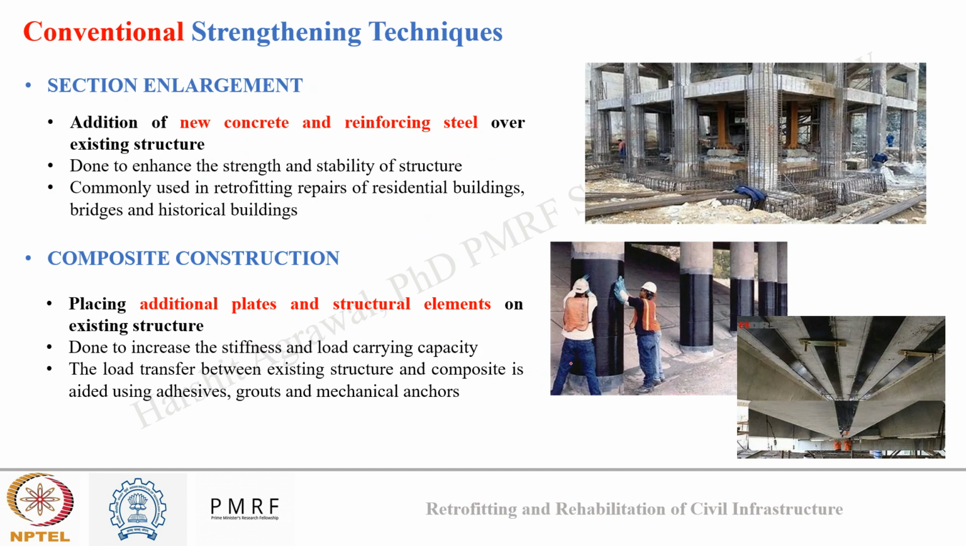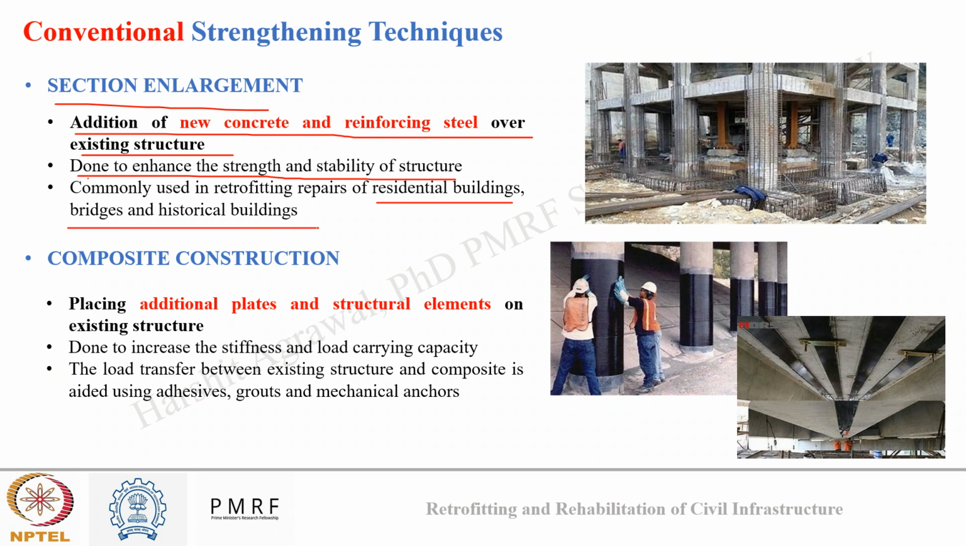Now, there are different ways in which the previously discussed materials and members are used in retrofitting. Some of the conventional ways to carry out retrofitting include section enlargement. What section enlargement means is basically the addition of new concrete or reinforcing steel over the existing surface, and it is done to enhance the strength and stability of a structure. And it is a very commonly used retrofitting and repair technique in residential buildings, bridges, and historical buildings.